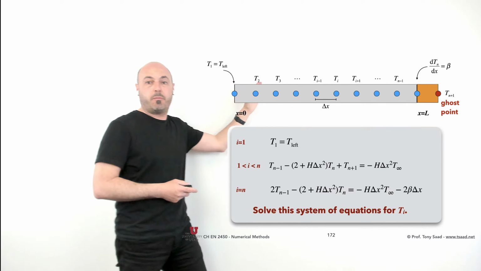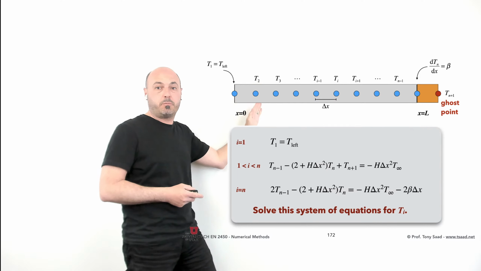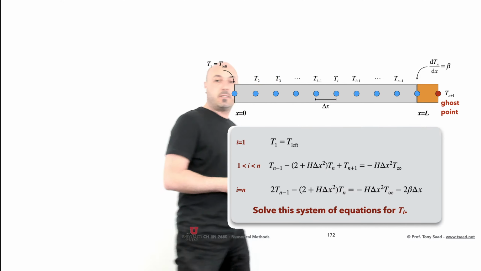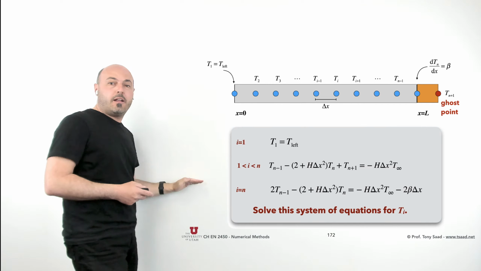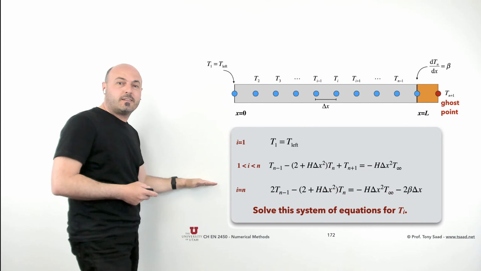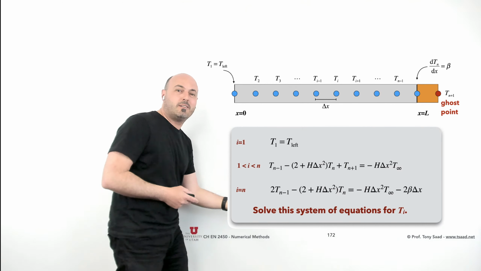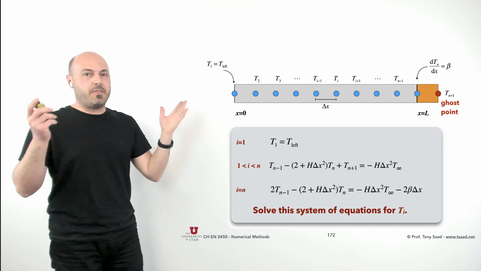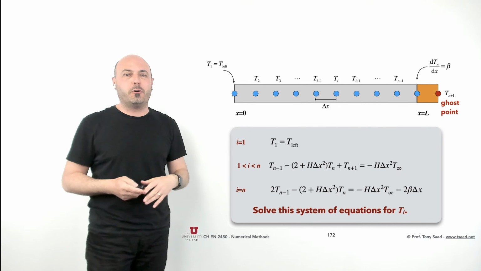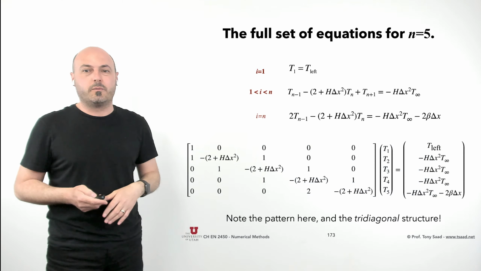So at all the points from 2 to n minus 1, this is the equation. And then finally at the last point, at point n, you have that equation. It's because of the Neumann condition. And then you have n equations and n unknowns, and you can solve that as usual, okay?